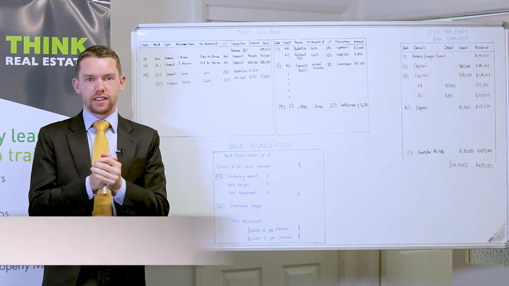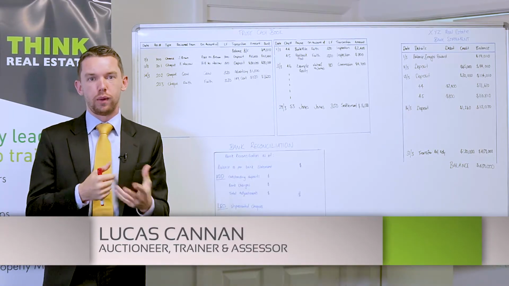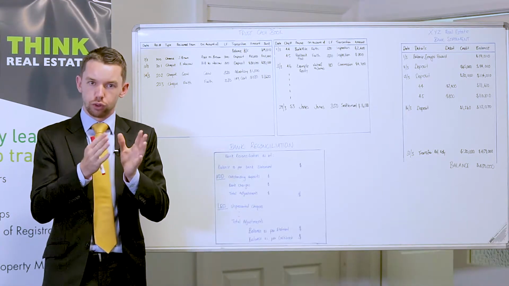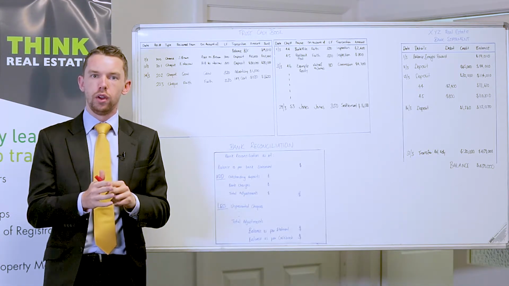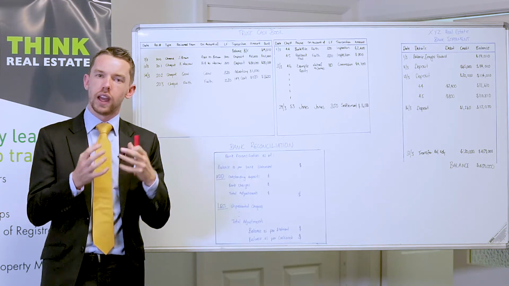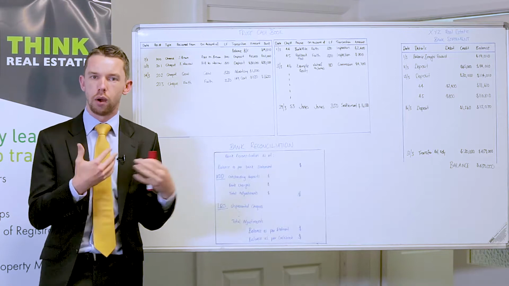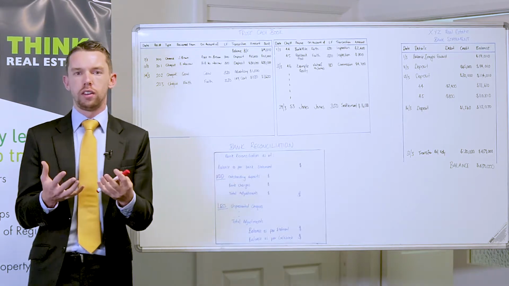Now we're going to look at the next task, which is all about the bank reconciliation. The whole point of this is, once we have done a trial balance at the end of the month, we need to make sure that everything we have in our records is the same as what the bank has. So we need to check that they're both correct. So really simple and really easy.